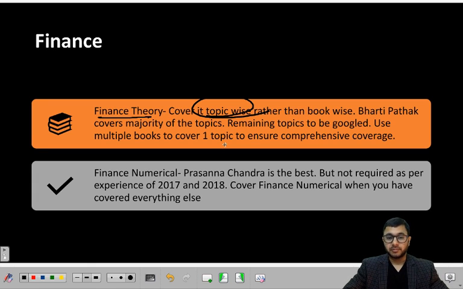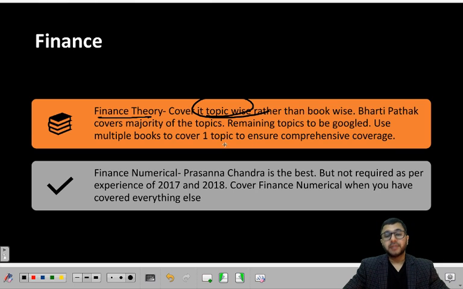I also do the same whenever I'm creating a course. Whenever I'm covering a particular topic, I don't limit myself to one particular book. I can go forward and look in hundreds of books if required to understand that topic properly.